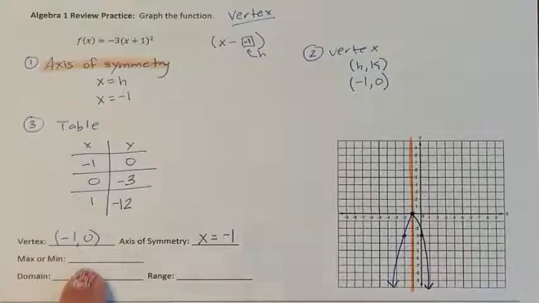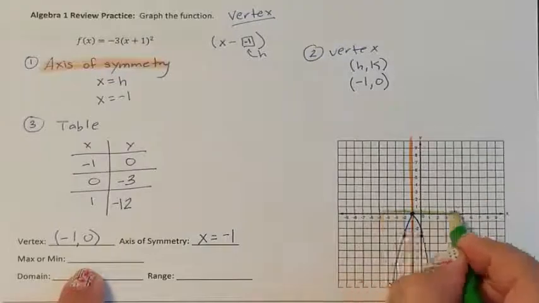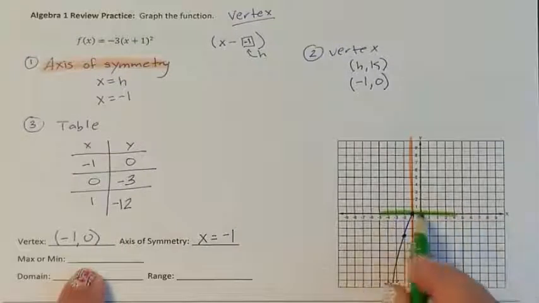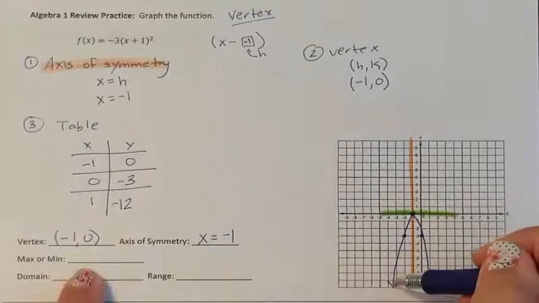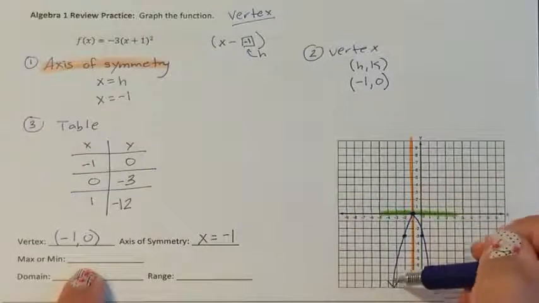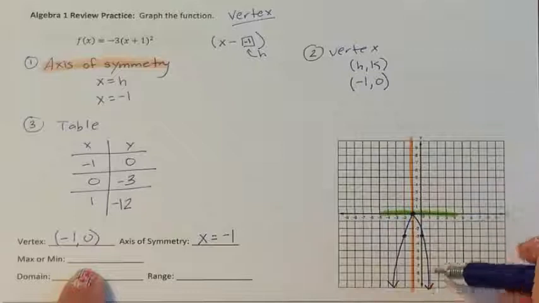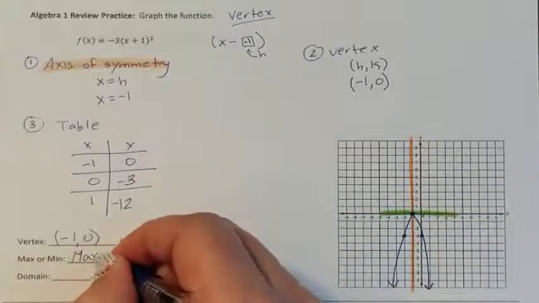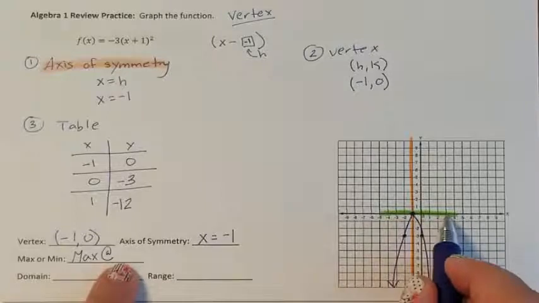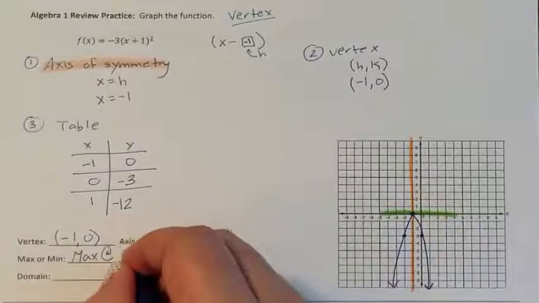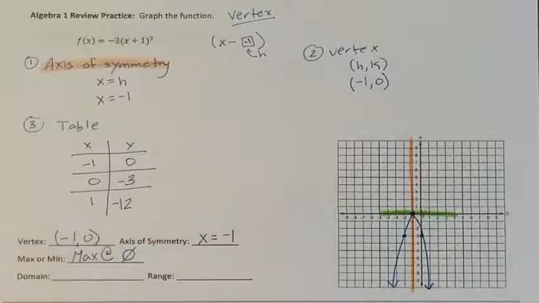Now I need to find out if I have a max or a min. This is where my vertex is. Is this the highest or is this the lowest that my parabola will go? I will go up, turn around, and go back down. So this is the highest that my U will ever go, so this is going to be a max. And it's a max at what? The highest it went was at 0. So I went as high as 0.